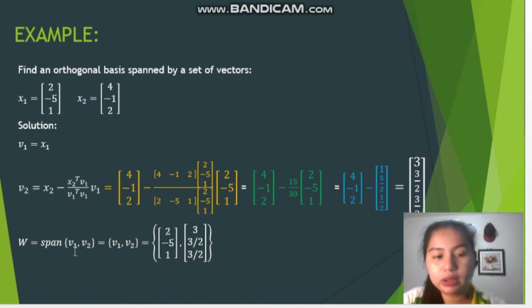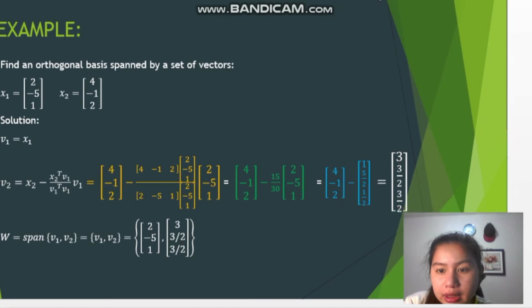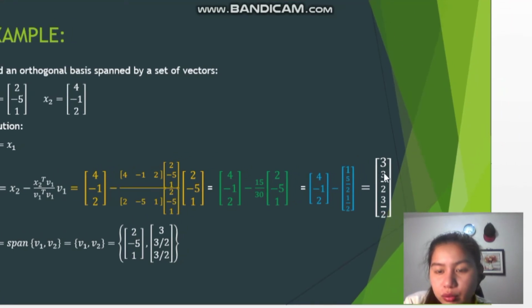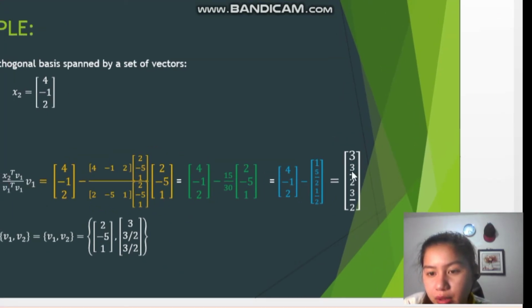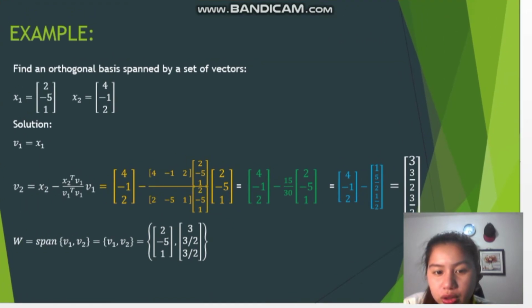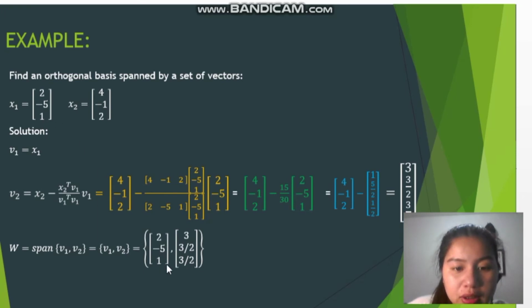So, therefore, we have obtained the span of v sub 1 and v sub 2, which we call W. So we note it as W, which is the span of v sub 1 and v sub 2. We just take our v sub 1, which is our x sub 1, so just copy. And then the v sub 2, what we got for v sub 2 is this one. So this is our v sub 2. We have 3 negative, 3, we have 3 halves, and 3 halves. So that will be our v sub 2. So we now have v sub 1 and v sub 2, where v sub 1 stays the same. Only v sub 2 changed.